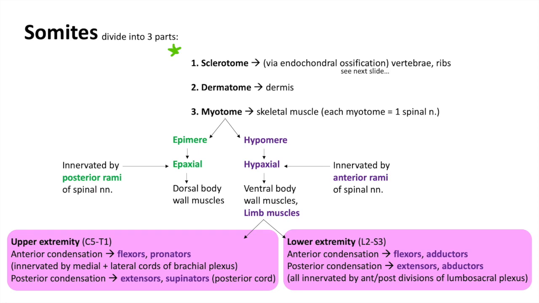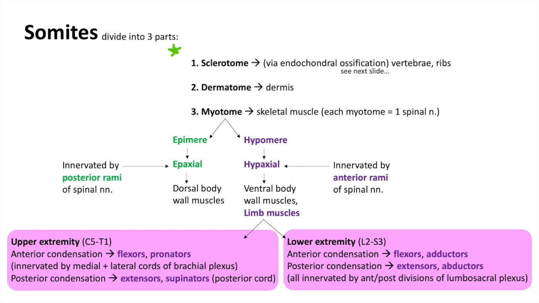Our myotome can then be split into epimere and hypomere. Epimere is epaxial and hypomere is hypaxial. The hypaxial is going to be innervated by the anterior rami of the spinal nerves, whereas the epaxial is going to be innervated by the posterior rami. So that's forming our dorsal body wall muscles, whereas our hypaxial is forming the ventral body wall muscles and our limb muscles. Those limb muscles we're going to condense down.